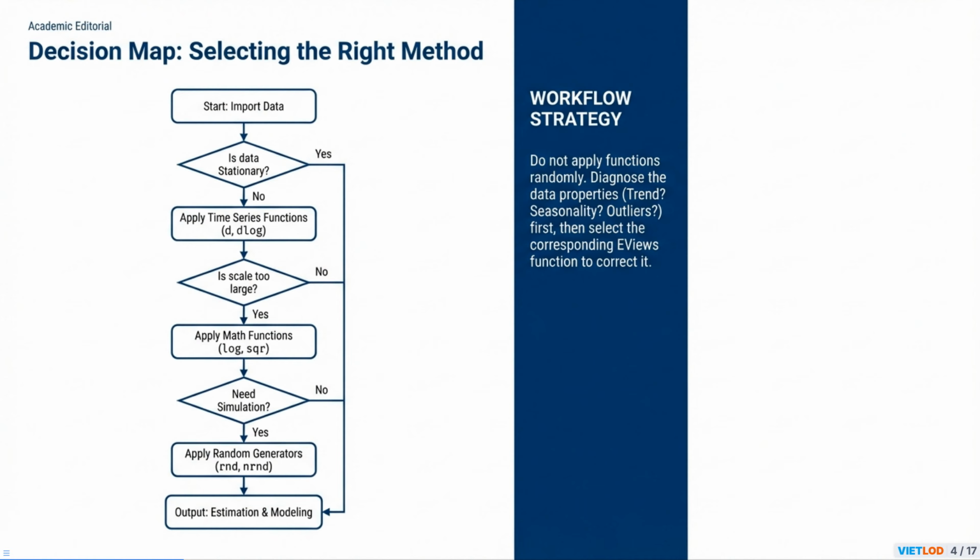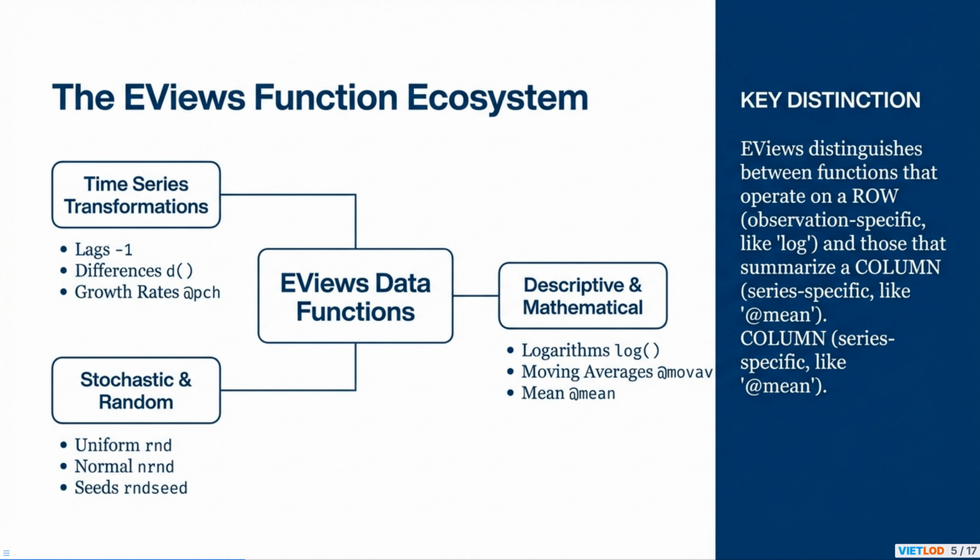differencing, dlog. Next, assess if the data's scale is too large. If so, apply mathematical functions like logarithm, log, or square root, sqr. Finally, if your objective requires simulation, use random generators like rand or nrand. Once these steps are complete, you can proceed to output, estimation, and modeling. This systematic approach ensures you select the correct EViews function to address each specific data issue effectively.